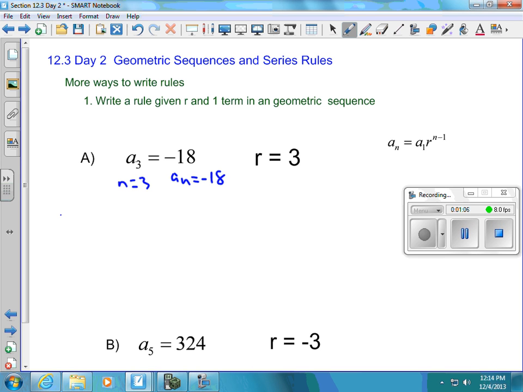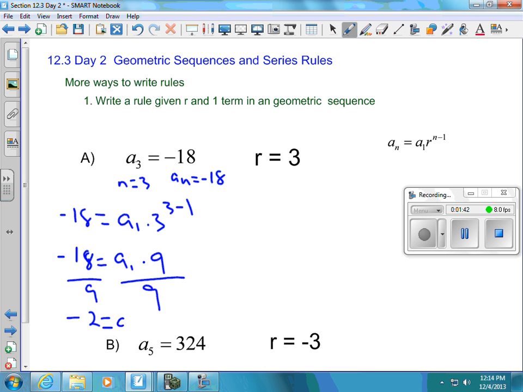So I can plug in. I can say, okay, negative 18 equals a sub 1, we don't know what that is. If you want to use x for now, if I haven't done an a sub 1, I'll just leave it as it is. Equals r is 3, we know what that is, to the n minus 1, or 3 minus 1. I can simplify this. I get negative 18 equals a sub 1 times 3 to the 3 minus 1. What's 3 minus 1? That's 2. 3 squared is 9. A sub 1 times 9. So now I just want to get rid of 9. And I get negative 18 divided by 9 is negative 2. So a sub 1 is negative 2.